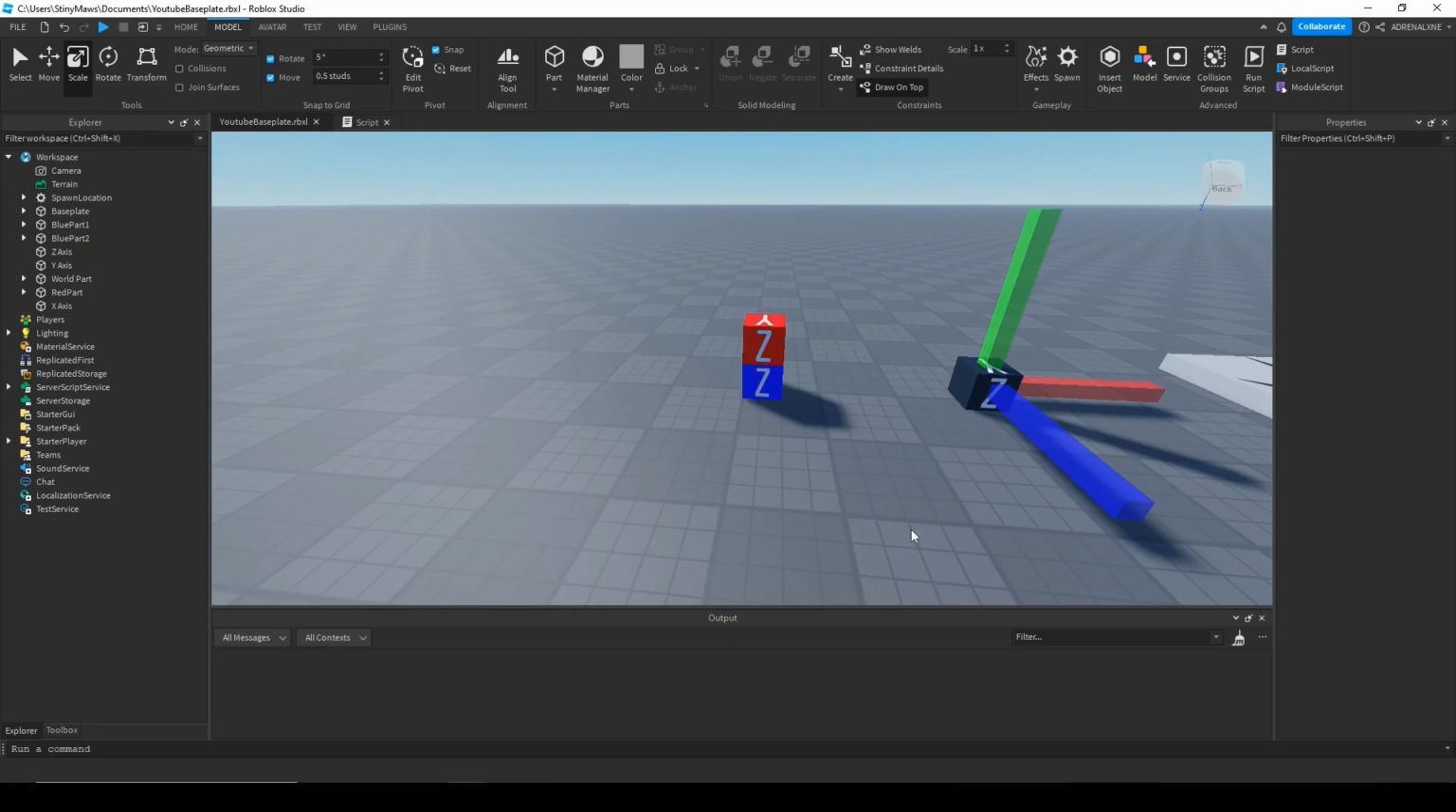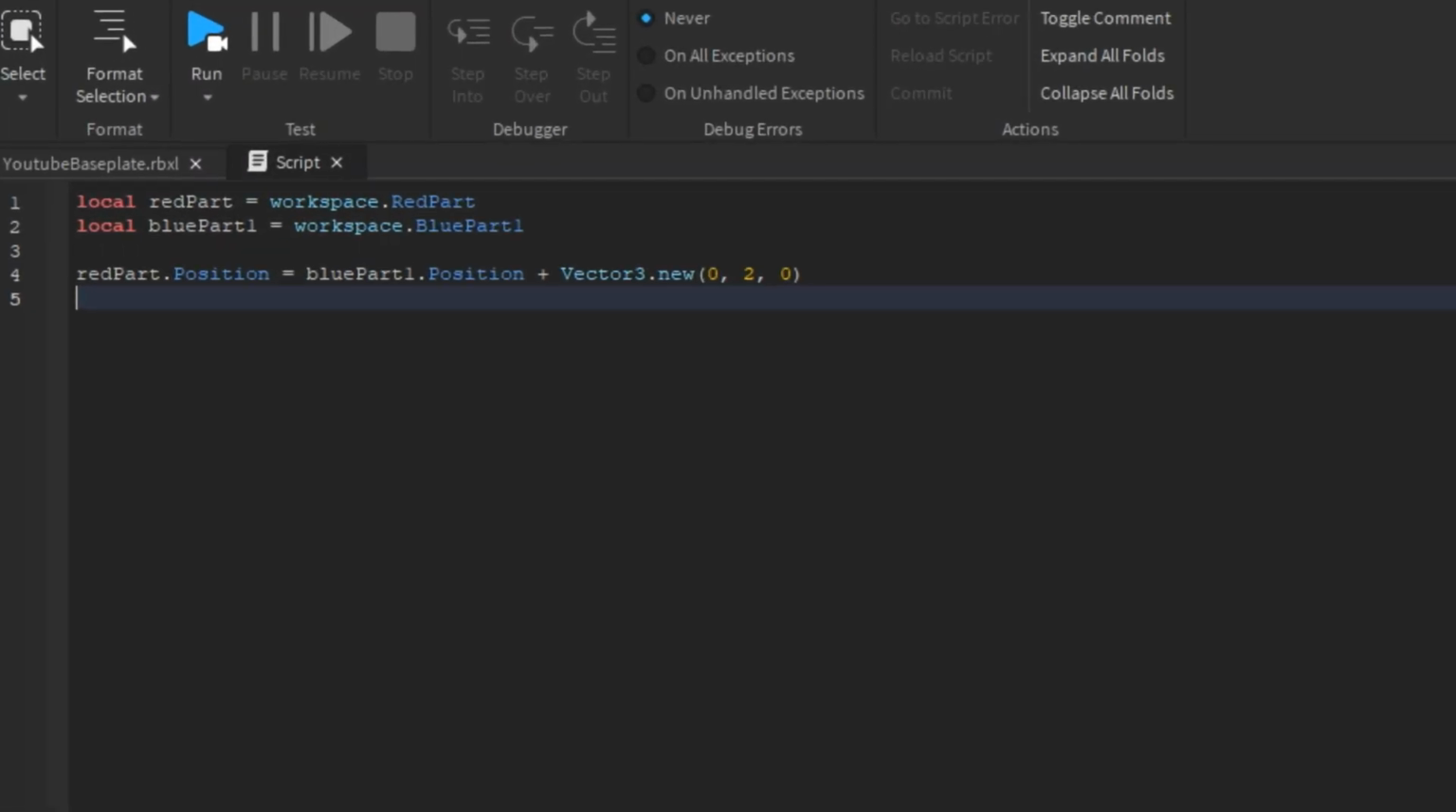I can also do world offsets, where if I want this red part to be 2 studs above this blue part, I can set the red part's position to the blue part's position and add a Vector3 value with 2 on the y-axis.